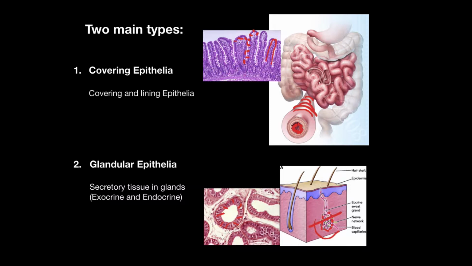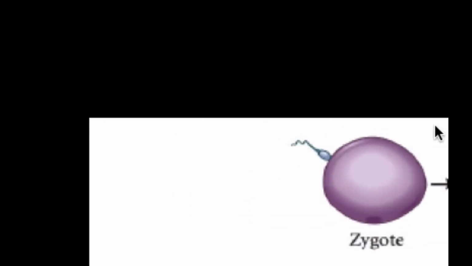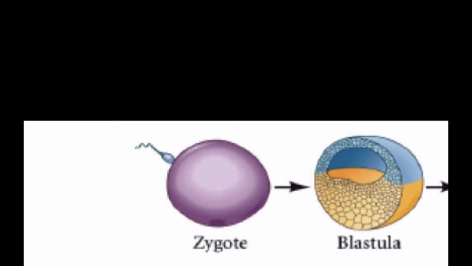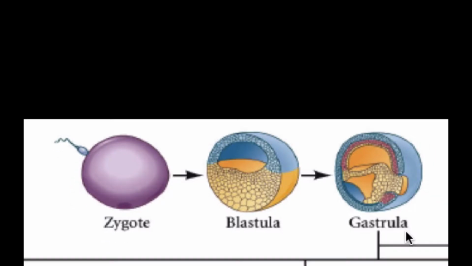Now, when we look at epithelial tissue, we need to know its development as well. It all starts when a sperm fertilizes an egg and it becomes a zygote. The zygote is going to divide a lot and become a ball of cells called blastula. And blastula is going to keep dividing until it becomes something called gastrula. And then gastrula is going to keep dividing, and it's going to divide in different ways.